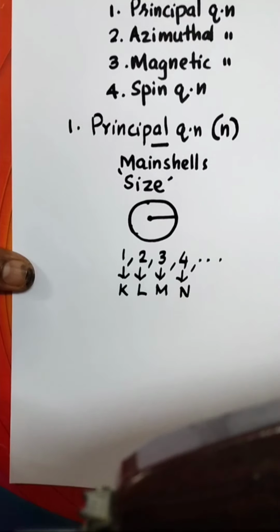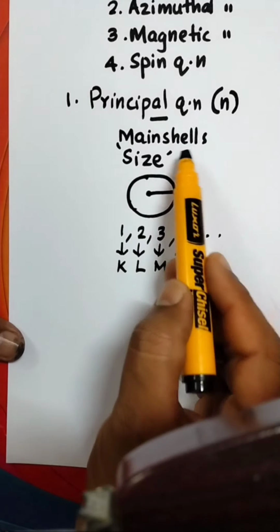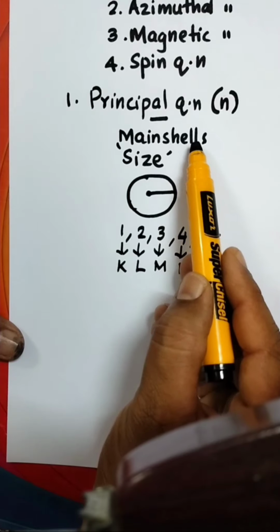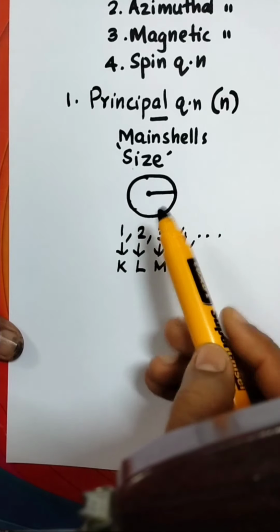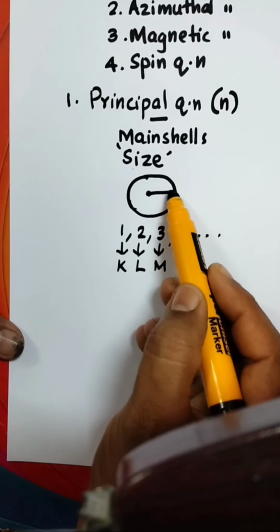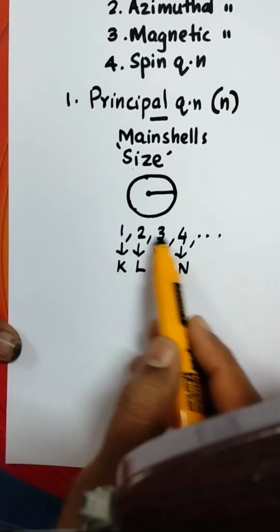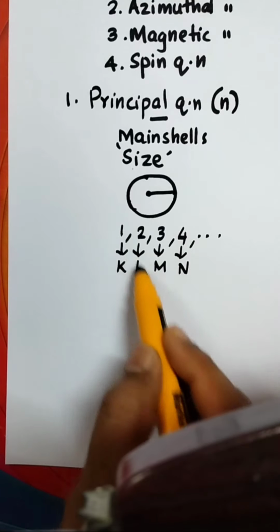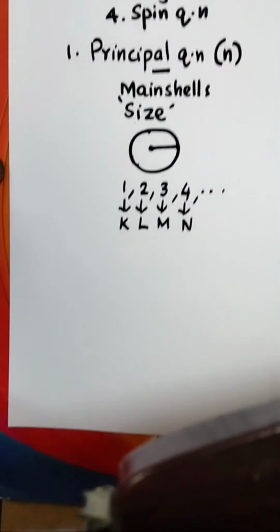Principal quantum number gives the idea of main shells. It also gives the idea of size of the atom. It also gives the idea of distance from nucleus to outer shell. Its values are 1, 2, 3, 4, etc. for K, L, M and N shells respectively.